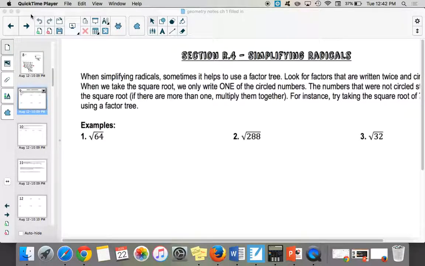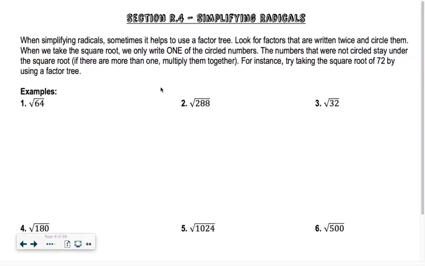R.4 is on simplifying radicals. So we're going to use radicals a lot throughout geometry, and most of the time we're going to have what I call exact answers. So answers that have square roots or fractions and so on.